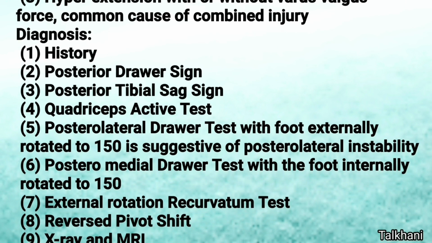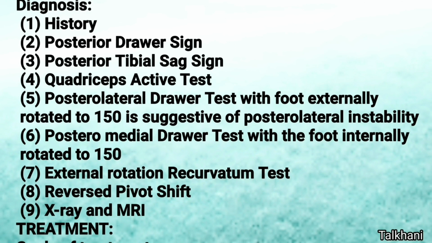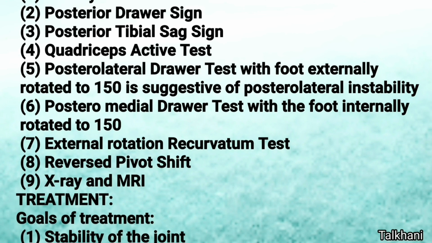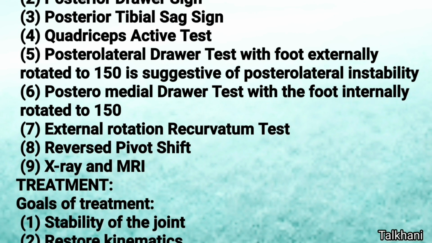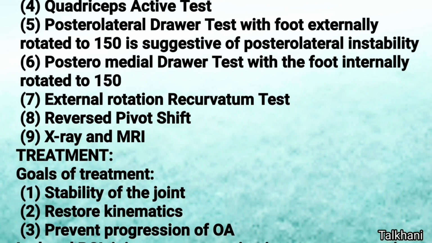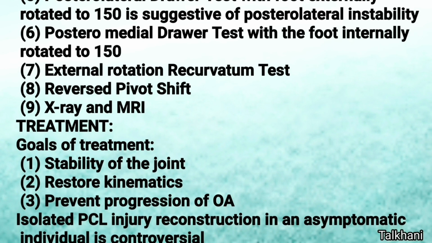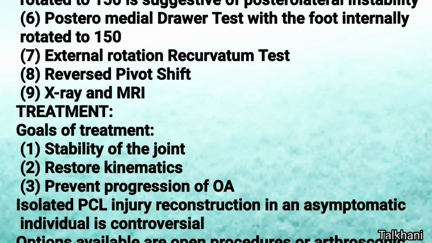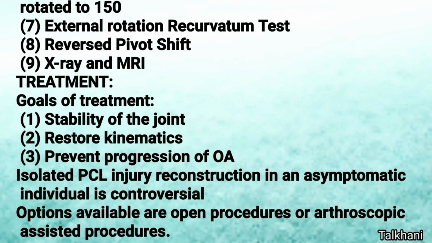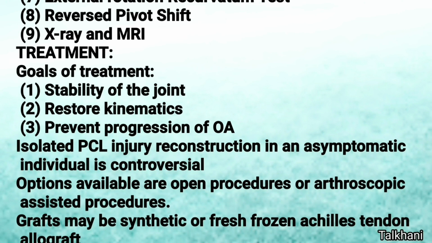Goals of treatment of PCL injured knees are: 1, achieve stability of the joint. 2, to restore kinematics. 3, to prevent progression of osteoarthritis. Reconstruction for isolated PCL injury in an asymptomatic person is still controversial. Options available are open procedures or arthroscopic assisted procedures. Grafts may be synthetic or fresh frozen Achilles tendon allografts.